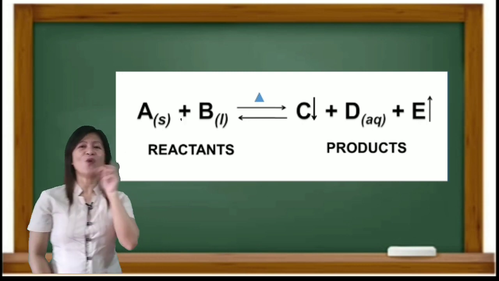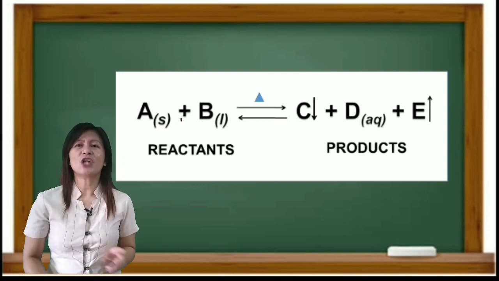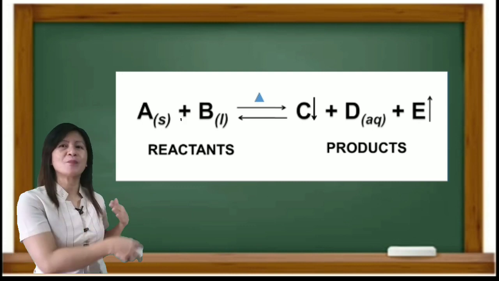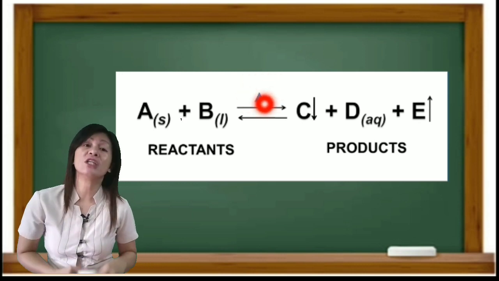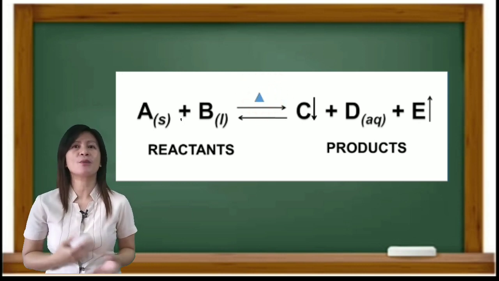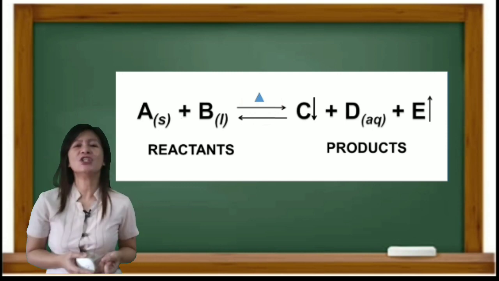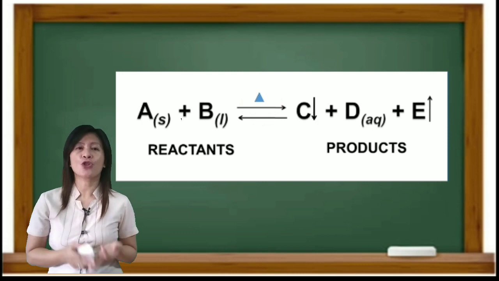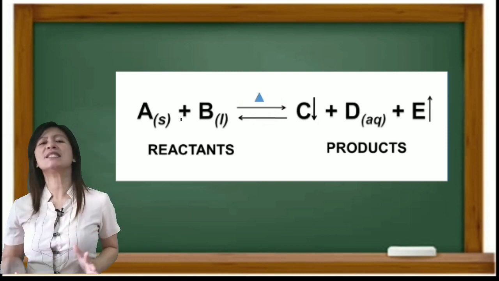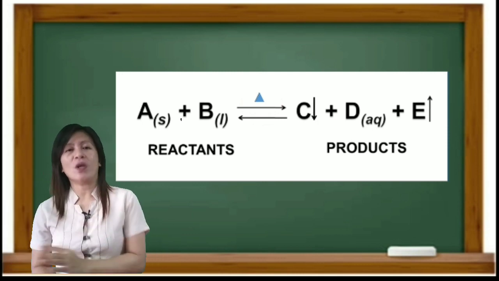What else? We have one left. We have the triangle. The triangle on top of the arrow to the right means there is energy involved in the reaction. It may be in the form of light energy, heat energy, or electrical energy in the case of electrolysis. So those are some of the common symbols that you will see in chemical equations.